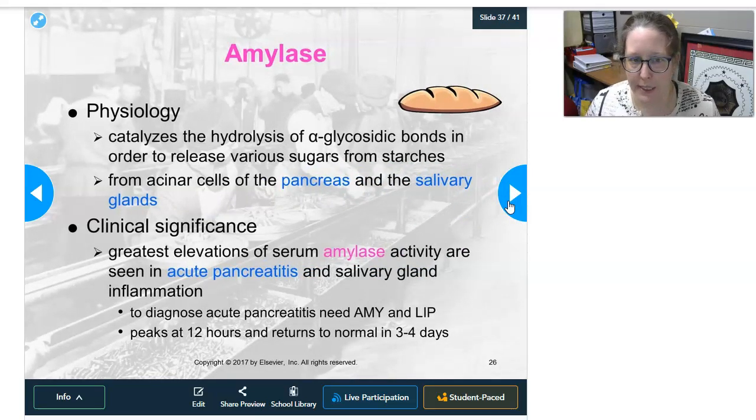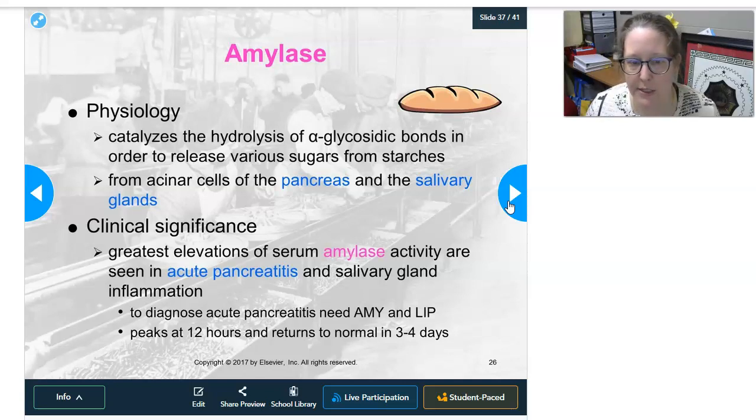Next, we have amylase. The physiology of amylase: it catalyzes hydrolysis of alpha glycosidic bonds in order to release various sugars from starches. So basically, amylase helps you break down your breads and pastas and cookies and cakes and things like that. It is produced from the acinar cells of the pancreas and the salivary glands. It is a digestive enzyme that is secreted in your digestive tract.